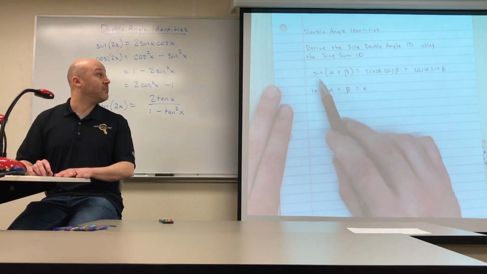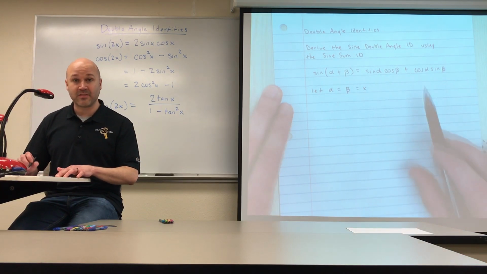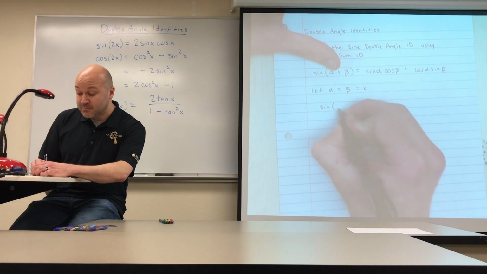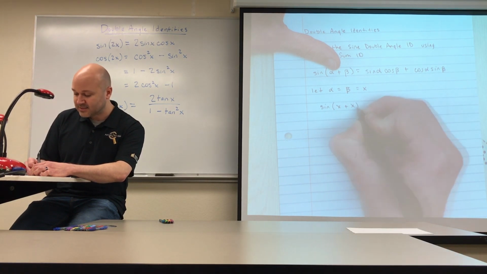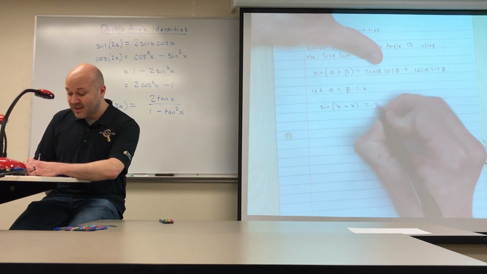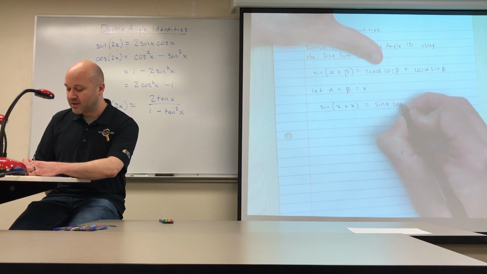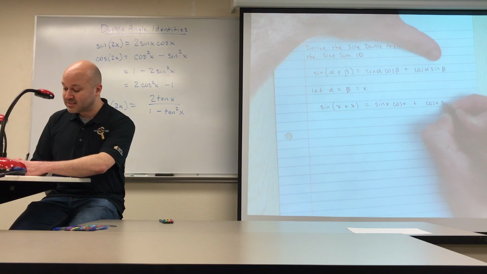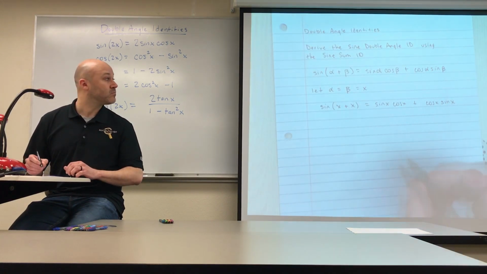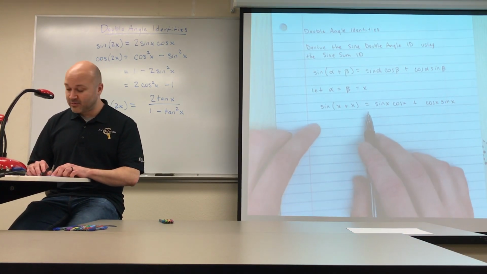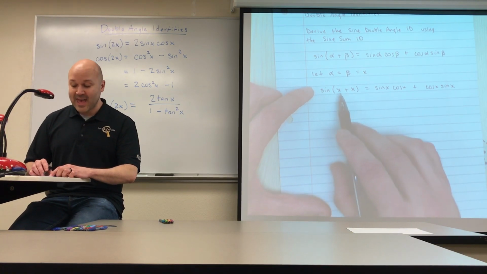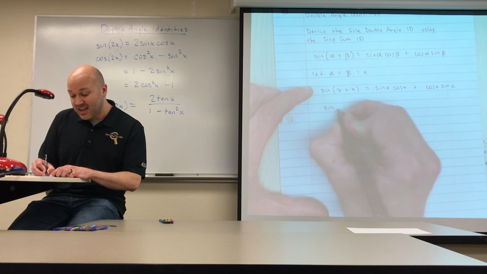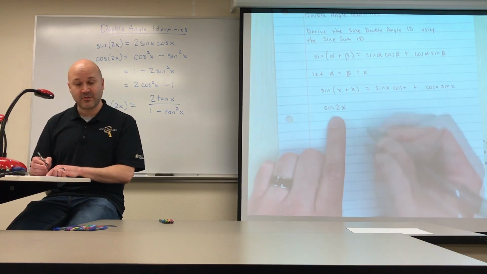So I'm going to go through and replace all of my alphas and betas with the x variable. So instead of alpha plus beta, I have x plus x. Then I have sine of x times cosine of x plus cosine of x times sine of x. On the left-hand side of my equation, I've got sine of x plus x. Well, this is just two x's being added together, so I have the sine double angle, sine of 2x.